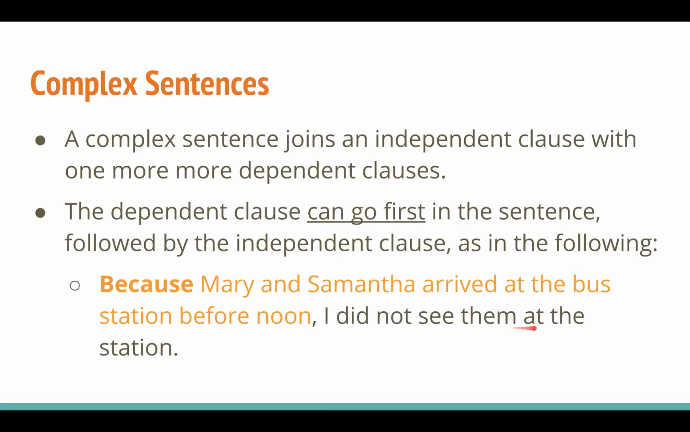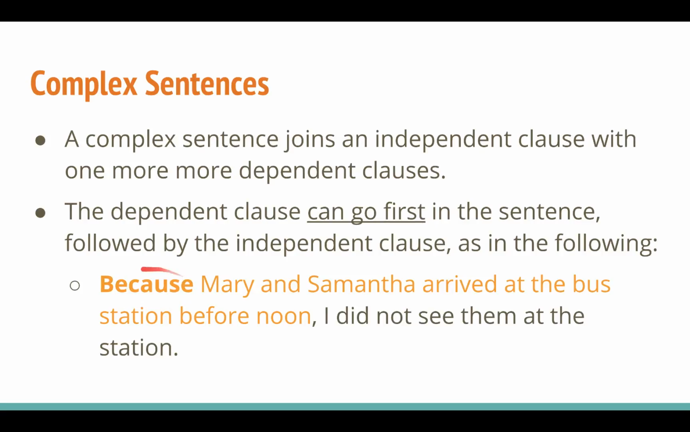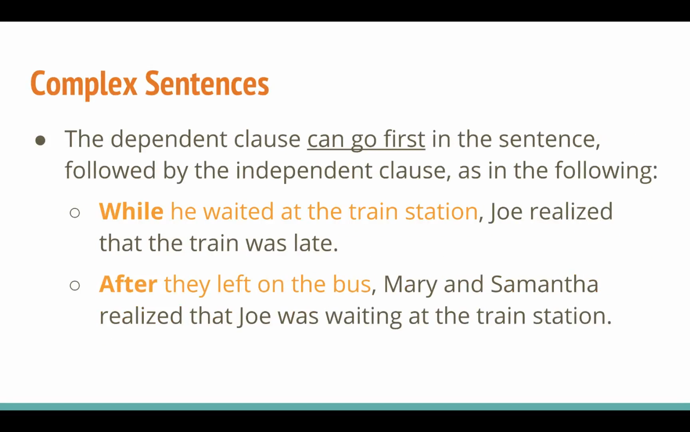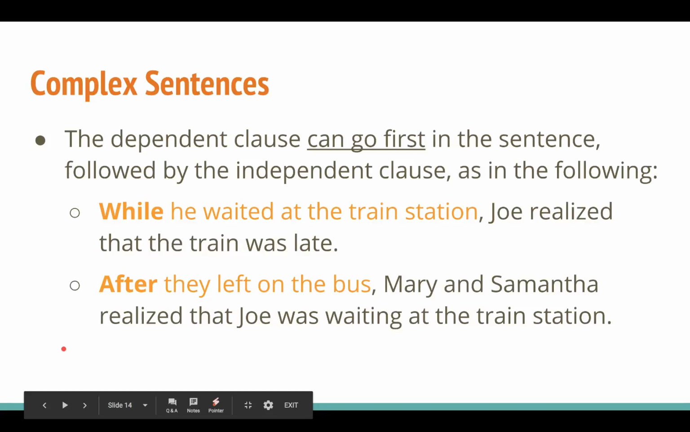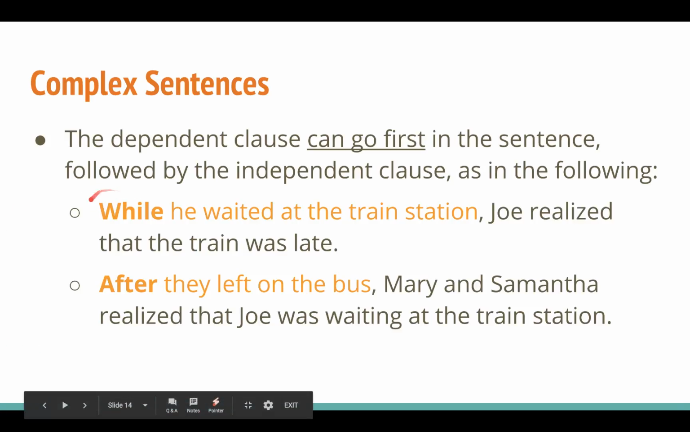I did not see them at the station. That is independent. That could stand on its own. This because is a subordinating conjunction, which makes the orange section of the sentence a dependent clause. The dependent clause can go first in the sentence, followed by the independent clauses in the following. This is just like the example we just saw.